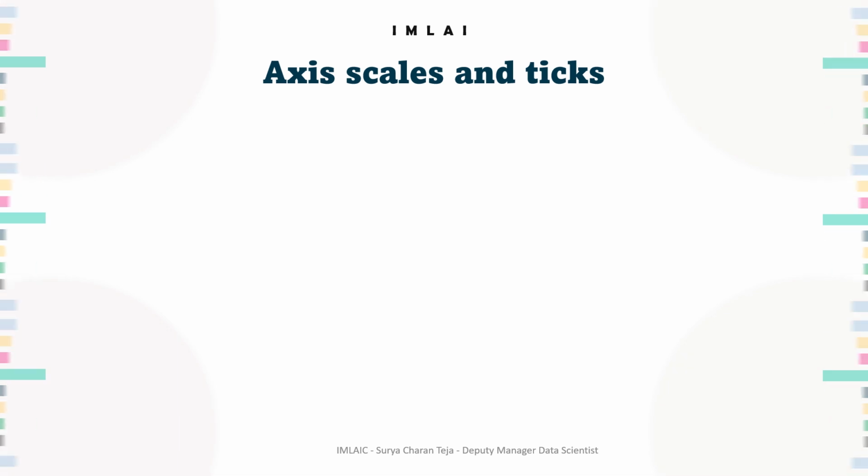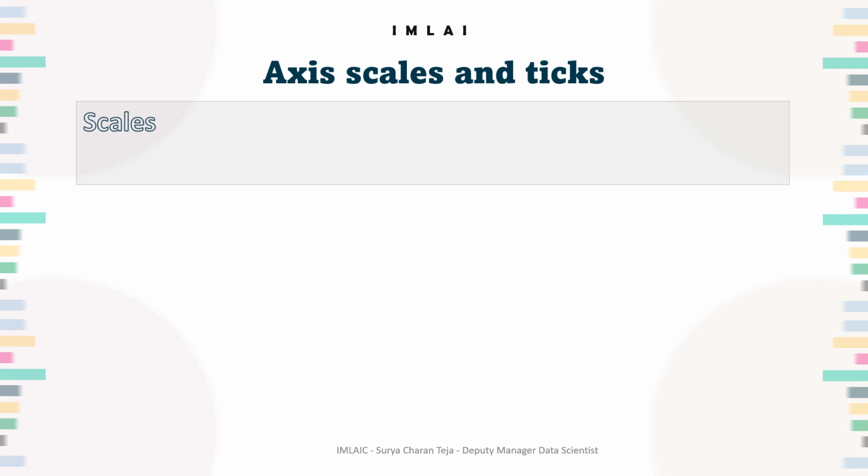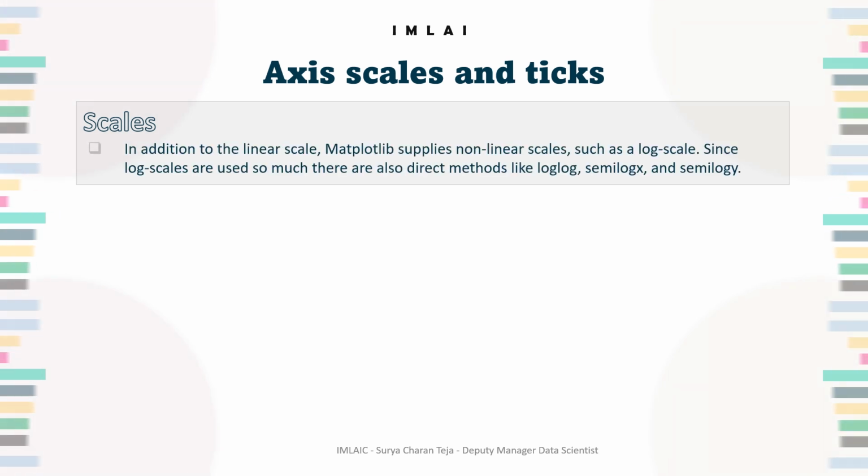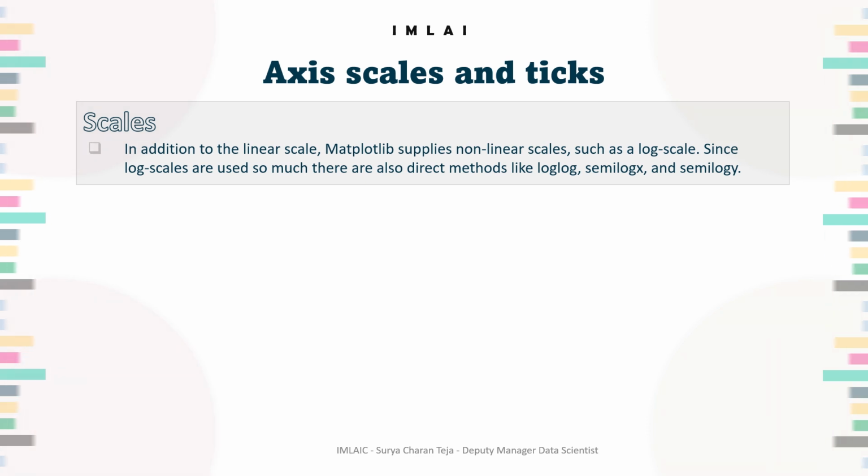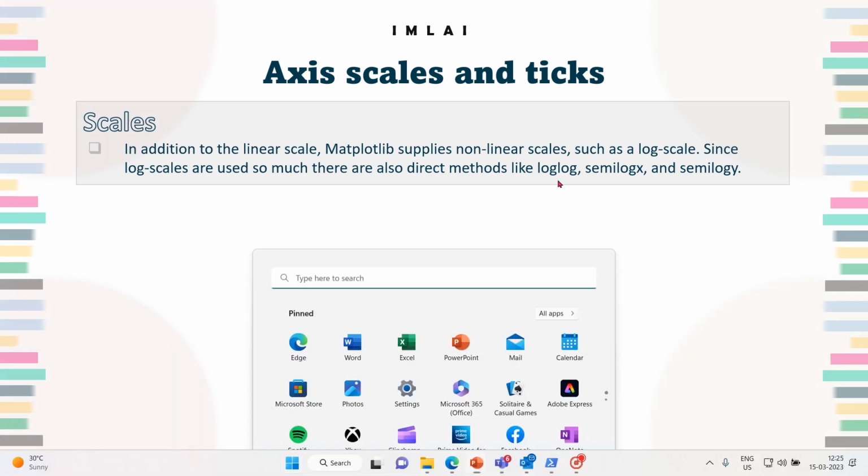Okay, let's begin with scales. In addition to the linear scale, matplotlib supplies non-linear scales such as a log scale. Since log scales are used so much, there are also direct methods like loglog, semilogx, and semilogy. So there are a number of scales that you can explore, but here we will use one log scale and check how it works.